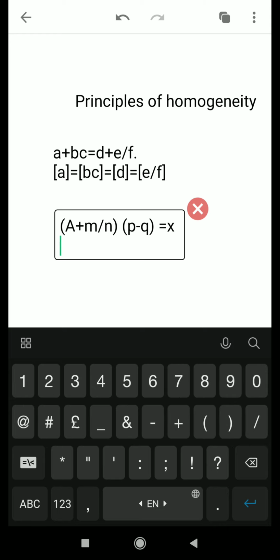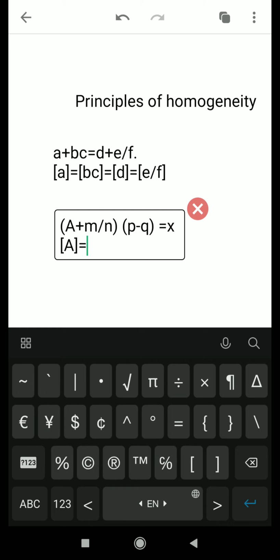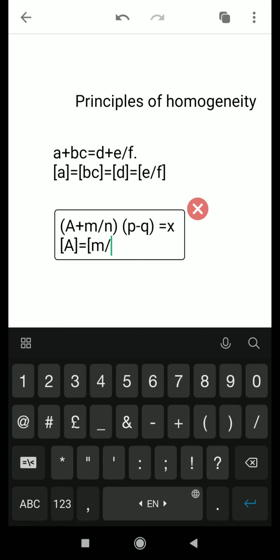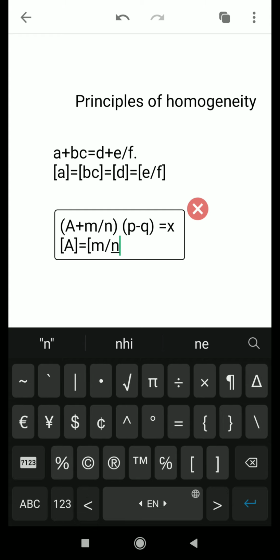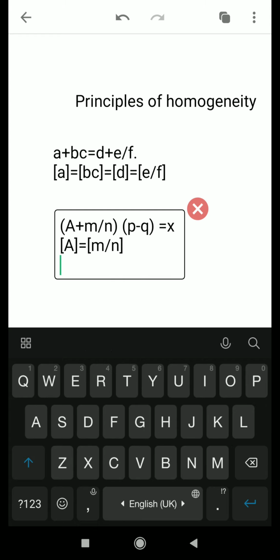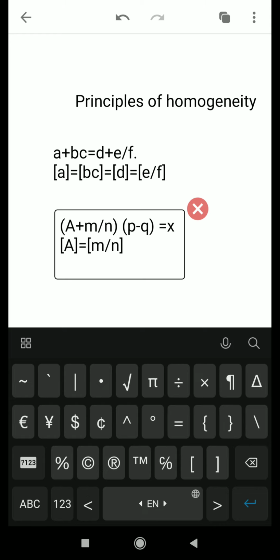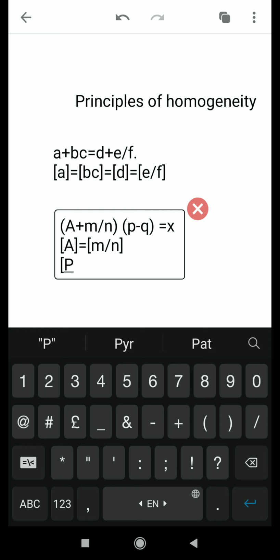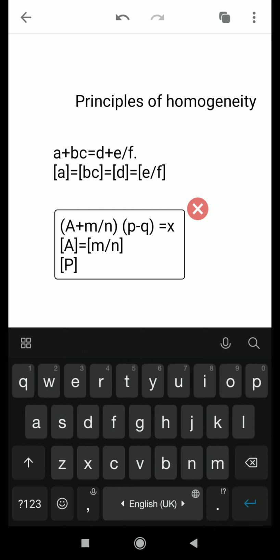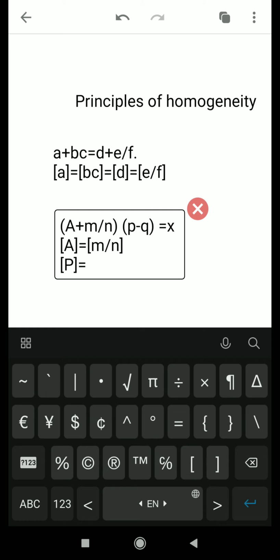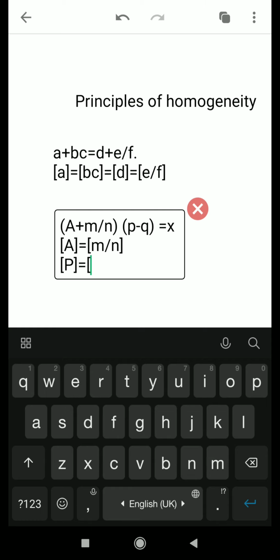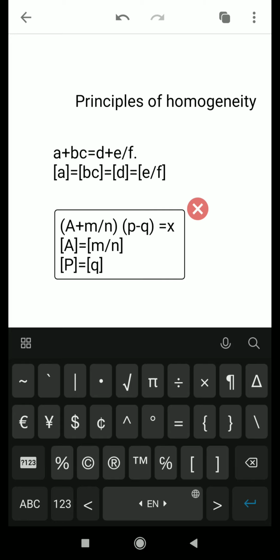So I am writing this: dimension of A is equal to dimensions of m by n, and you can also tell that dimensions of P equal to dimensions of Q. Clear? You can tell this.